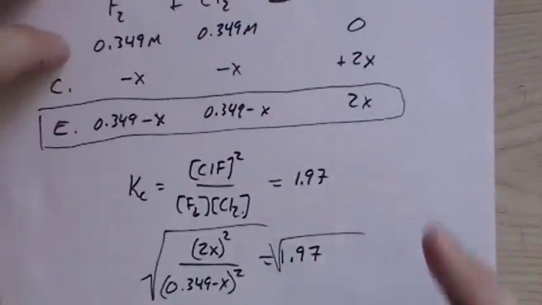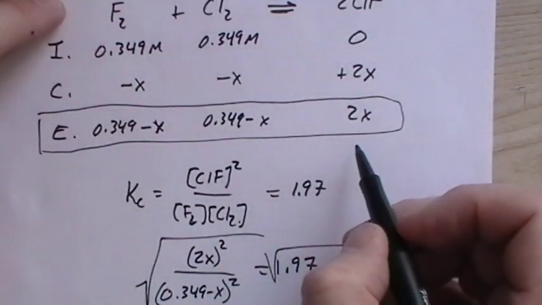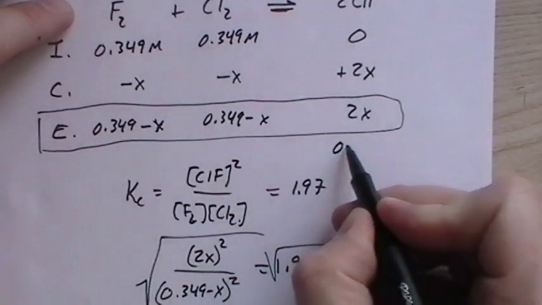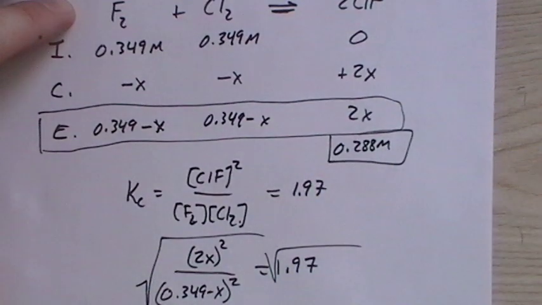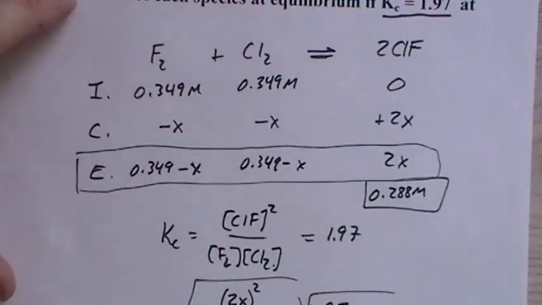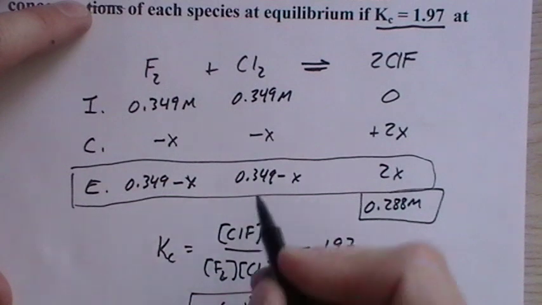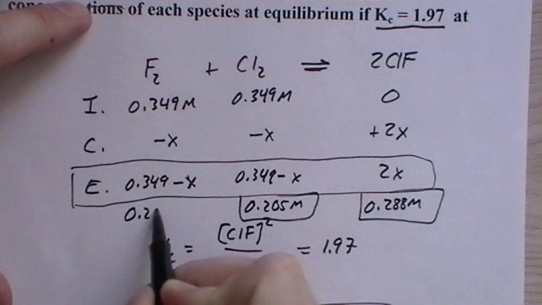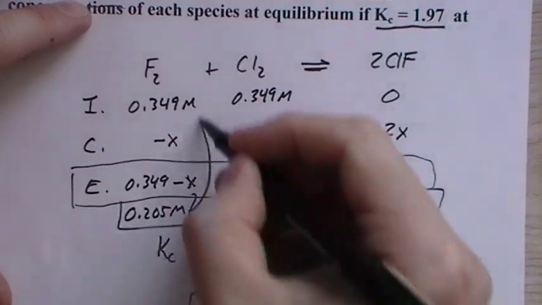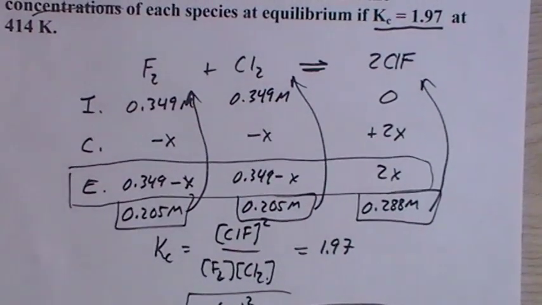But that's not the answer. We want 2x and we want 0.349 minus x. So we solve, and this is going to be 0.288 molar. That is going to be the concentration of the ClF. I'm not going to go any further with that. Just writing these values below here should be good enough. And then we have 0.349 minus 0.144, and this is 0.205 for chlorine and 0.205 for the fluorine. So these are the concentrations for these species. I think that's all they wanted, right? Yep. That is the deal.